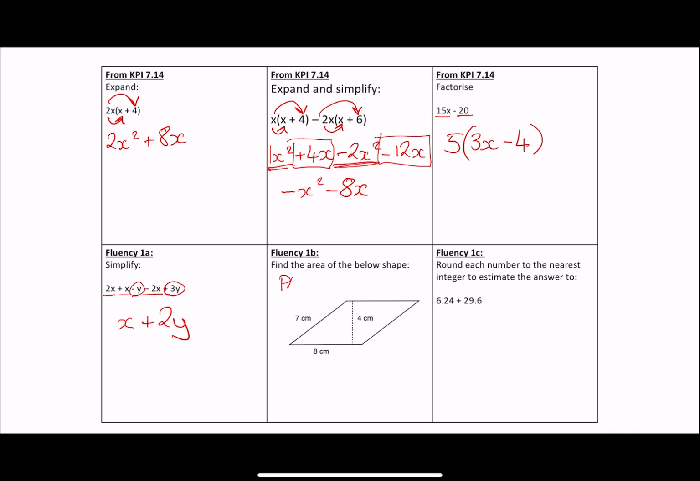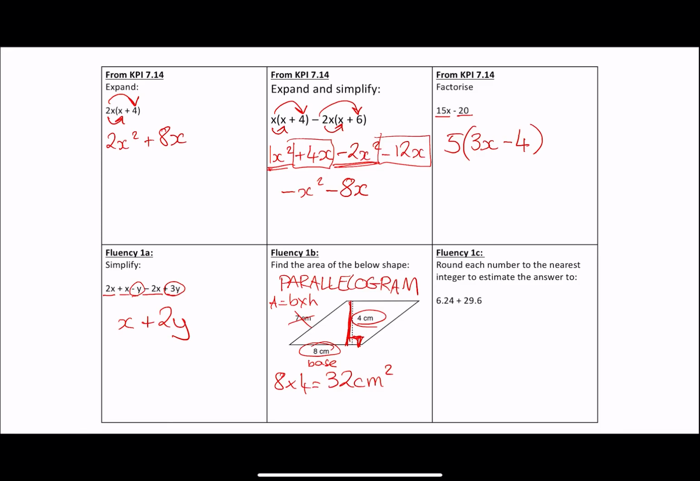This is a parallelogram, this next shape. When we do the area of a parallelogram, it's just base times height. However, the tricky part here is that this is clearly my base, but my height is not the 7. That is a distractor. I'm looking for the perpendicular height, the height that's at a right angle to the base. That's this one. So I need to do 8 times 4, which is 32 centimeters squared.